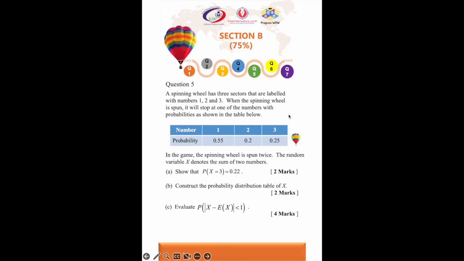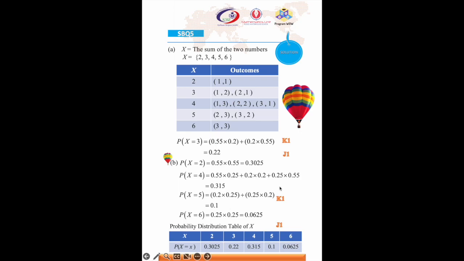So let's say I want the probability of 5 from spinning twice and getting 2 and 3. You're going to have to multiply 0.2 and 0.25 based on this table, okay? And then once you have done that, you find all the values and put them in the table. You're going to get 1 mark for finding all the values, and 1 mark for completing your table, okay? So this is your table, okay? You're going to have 2, 3, 4, 5, and 6. This is your probability table.